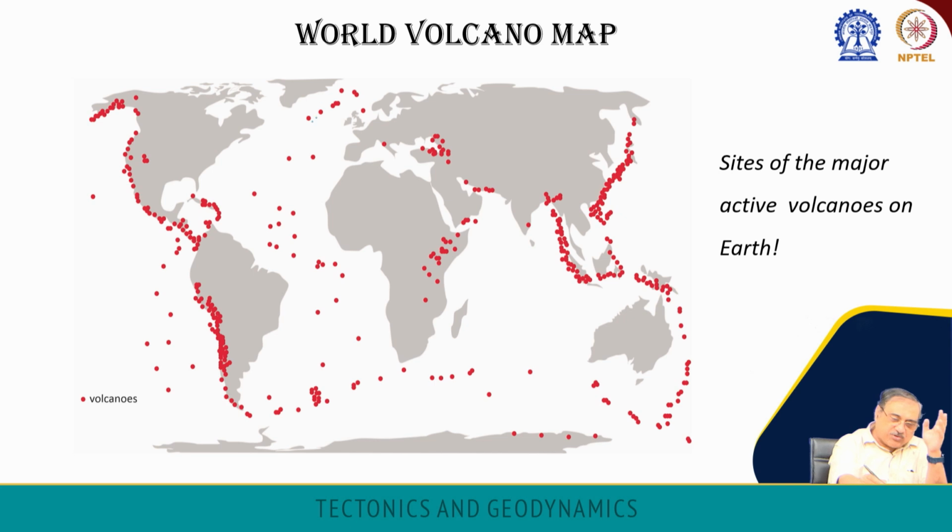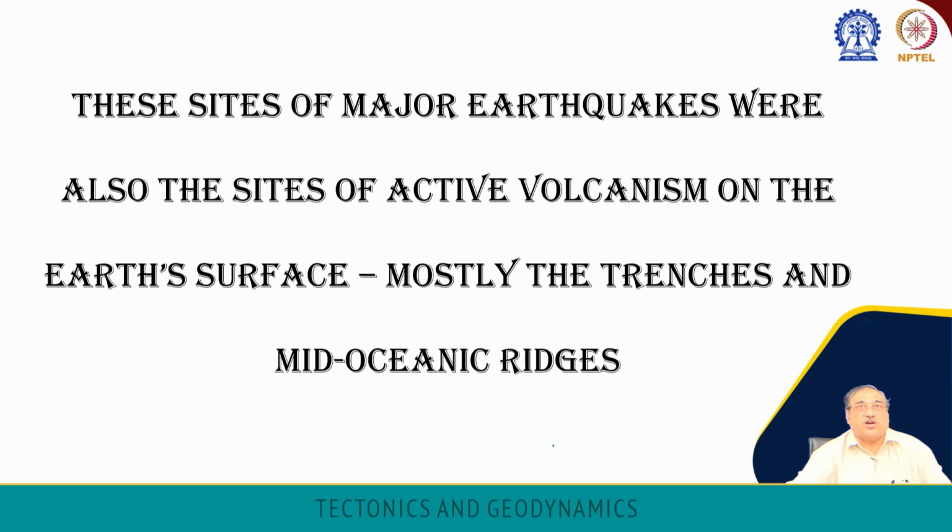We can't actually see most of it because most of it is underwater, but there are numerous volcanoes which are constantly emitting lavas, erupting onto the ocean floor all along here. So, you have sites of volcanism coinciding with sites of earthquakes, which coincide with major topographic features on the seafloor. These topographic features were ocean rises, the ocean ridges. So, it was realized that most major sites of volcanism coincided with the sites of most major earthquakes, and these were mostly at the trenches and the mid-oceanic ridges.